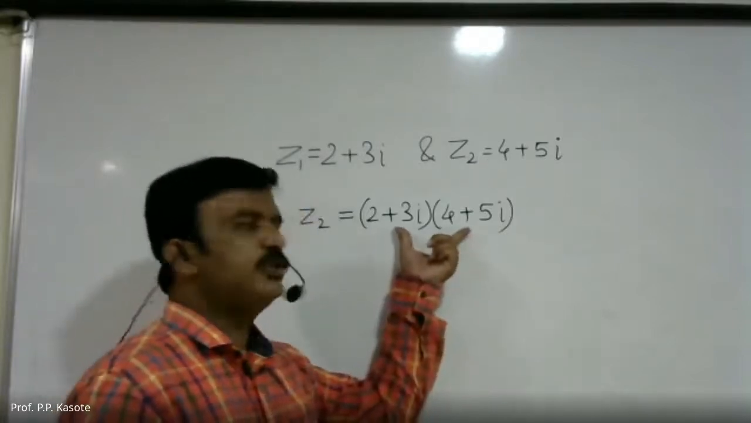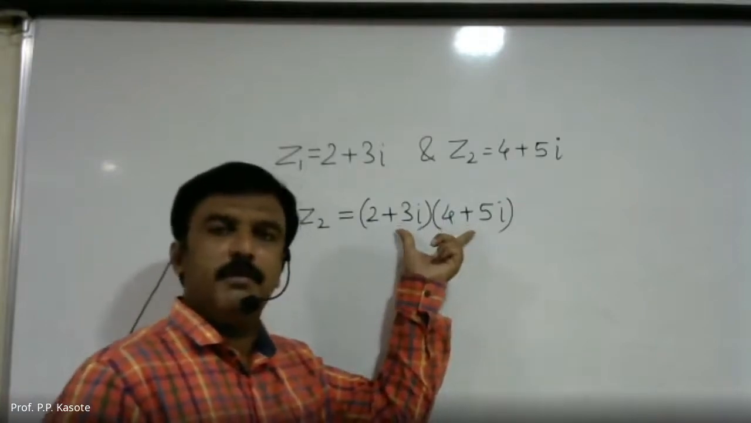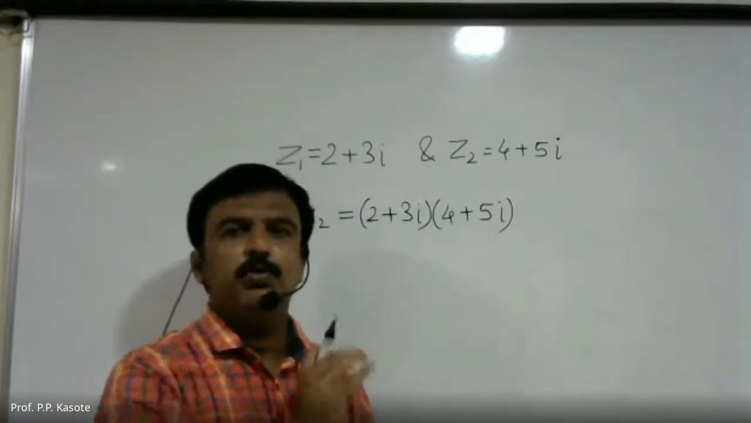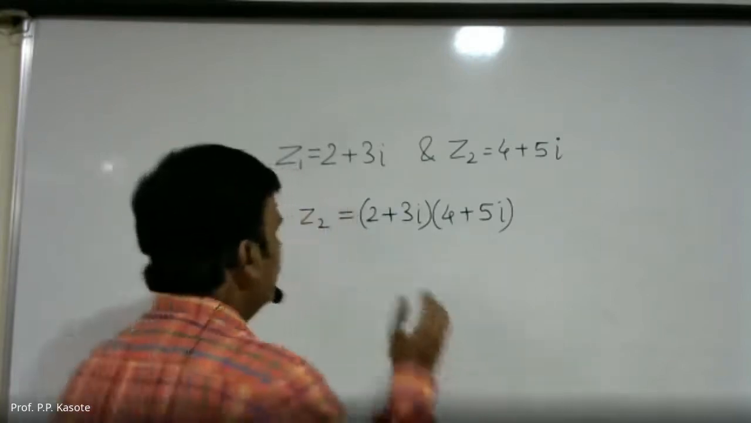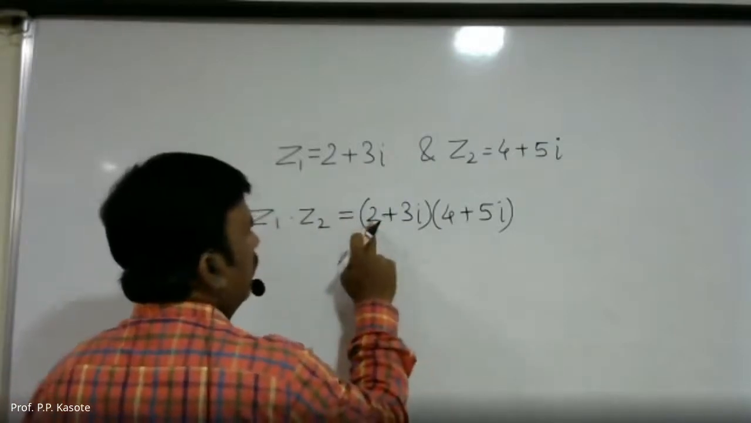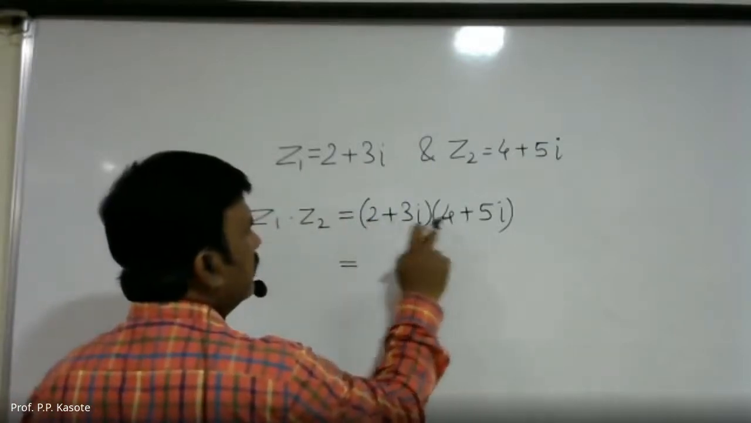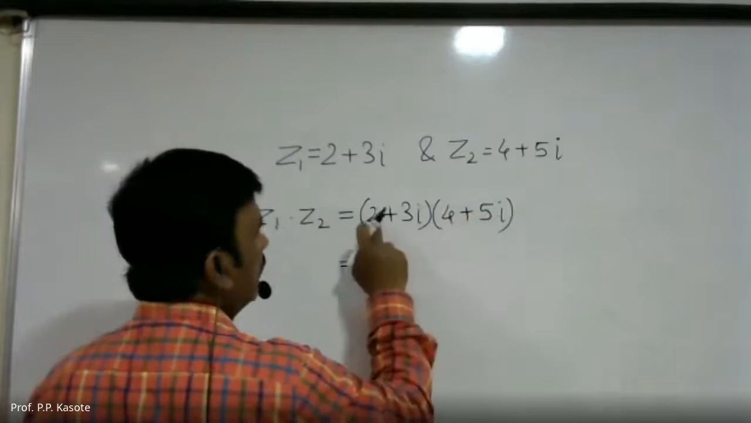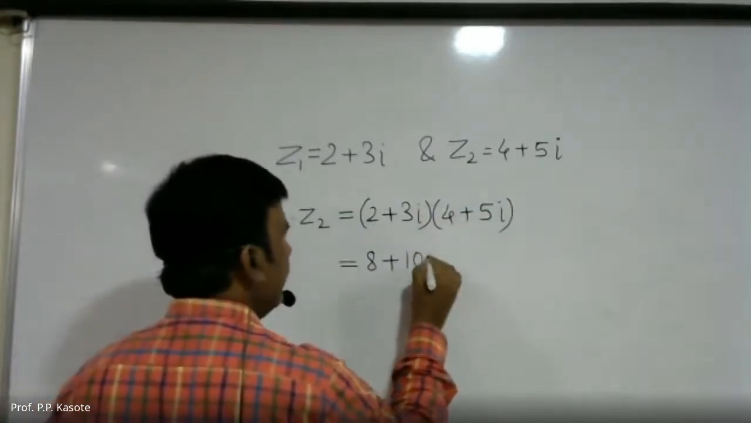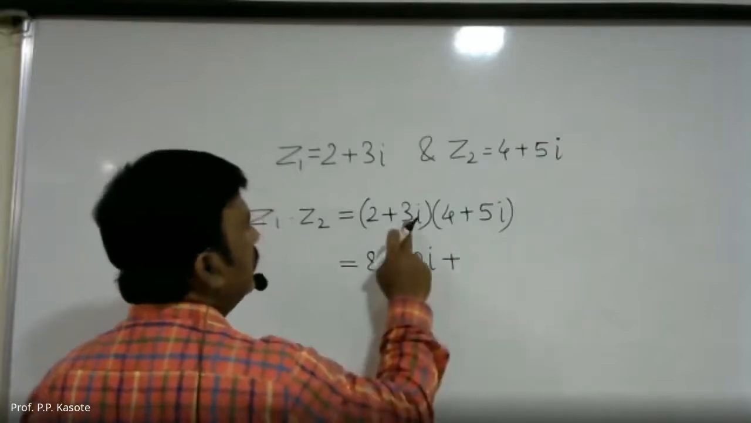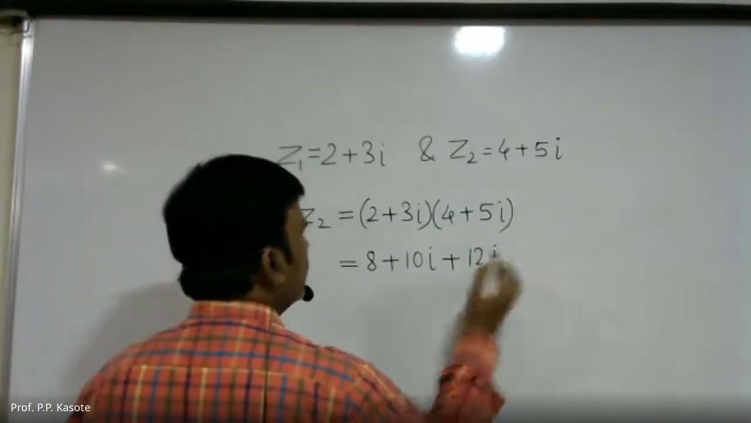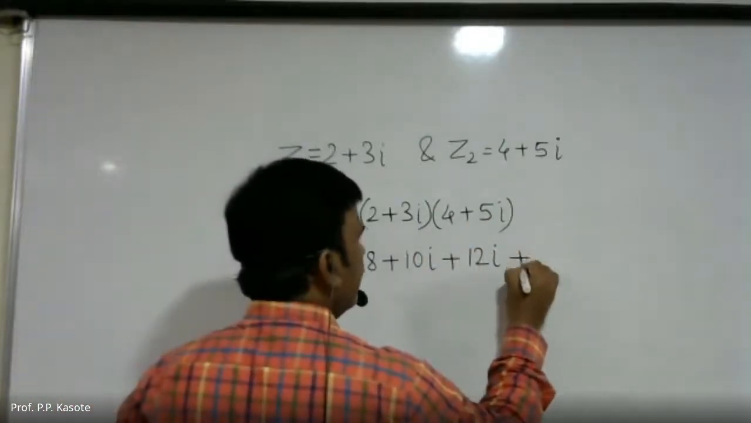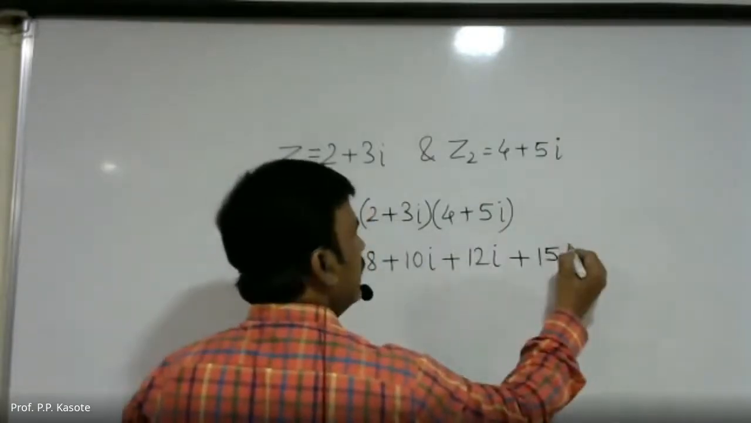Now to multiply these two, the process is very simple. यूजुअली जैसे दो अलग अलग ब्रैकेट का हम लोग मल्टीप्लिकेशन करते हैं ना, उसी तरह से इन दोनों का मल्टीप्लिकेशन करेंगे. कैसे करना है? We multiply 2 with 4, so 2 4s are 8 plus 2 into 5, that is 10i plus 3 4s are 12, and write this i as it is. And the last 3i into 5i. So 3 into 5 कितना आएगा 15, और i into i, that is i square.